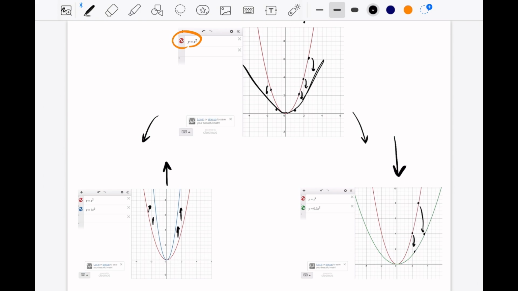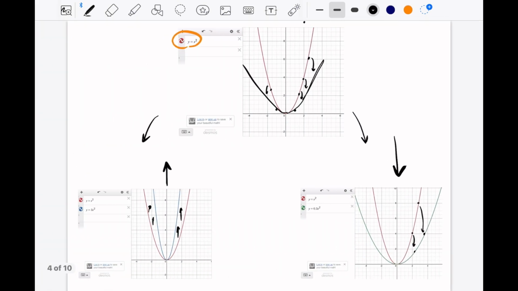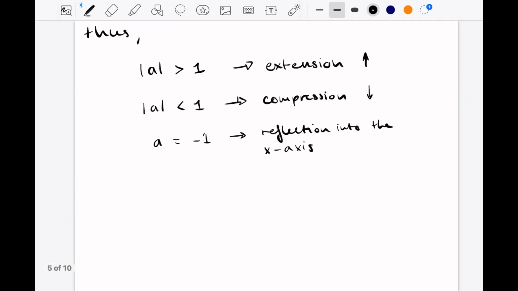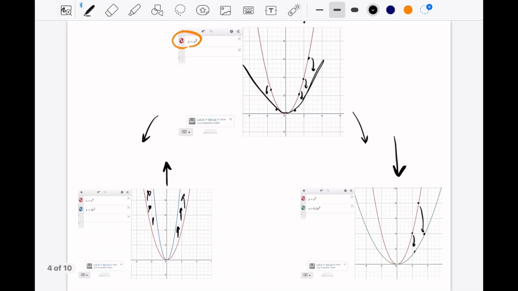So the generalized statements we can make from this observation is that if the absolute value of a is greater than 1, then we have an extension, because we're multiplying something by a factor greater than 1, so the value is going to be greater than the original value, and we're pulling everything up like we did right here. Now, if the absolute value of a is less than 1, then we have a compression, because for every single value we're multiplying it by a factor that's making the new value less than the original value, so we're pushing everything down.